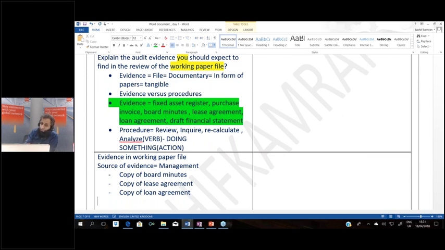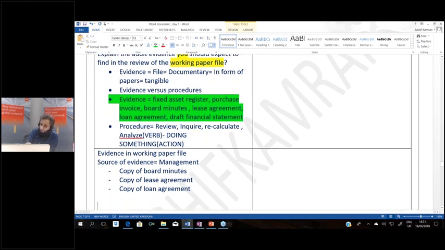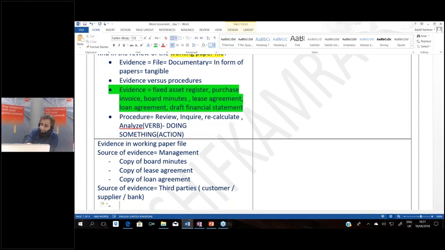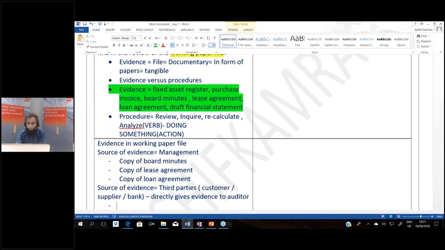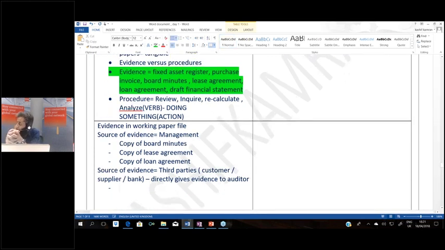Secondly, when the evidence comes from the third party, then I cannot have a copy, because the third party has given me the evidence directly. Third party directly gives evidence to the auditor, right? So be realistic. I cannot say copy of the confirmation letter, because the confirmation letter was circulated by the auditor directly to the third party, and the third party directly responded to the auditor.